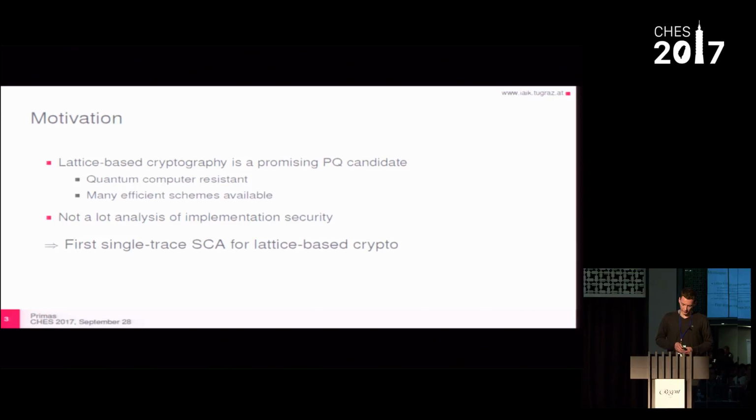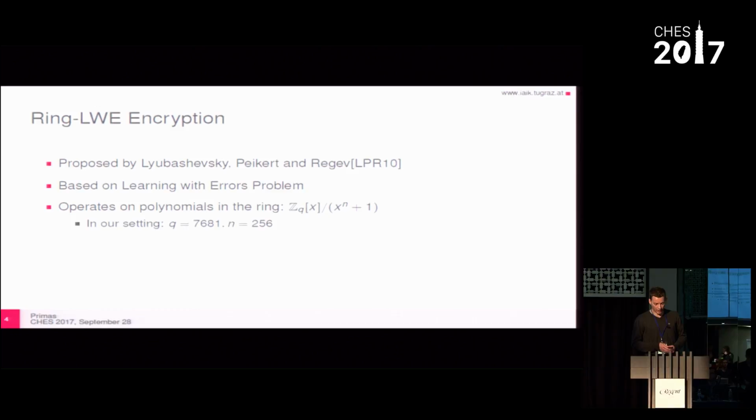So let's start with the encryption scheme. The encryption scheme that we're using was proposed by Lyubashevsky, Peikert, and Regev, and it's based, as the name already suggests, on the learning with errors problem. Additionally, it operates on polynomials in a certain polynomial ring, which is shown here. In our setting, this polynomial ring is parameterized by two values: q, a modulus, and n, the lattice dimension.